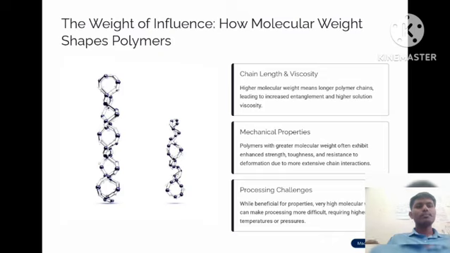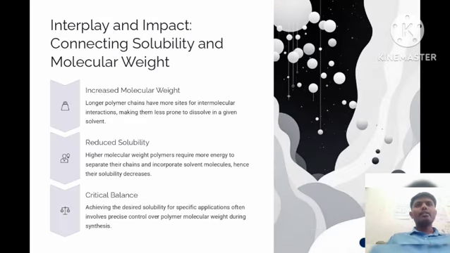Fourth one is processing challenges. While beneficial for properties, very high molecular weight can make processing more difficult, requiring higher temperatures or pressures. Next, interplay and impact: connecting solubility and molecular weight. If we increase the molecular weight, longer polymer chains have more sites for intermolecular interaction, making them less prone to dissolve in the given solvent.